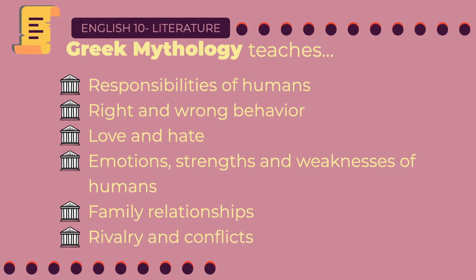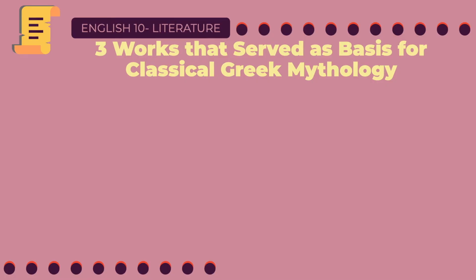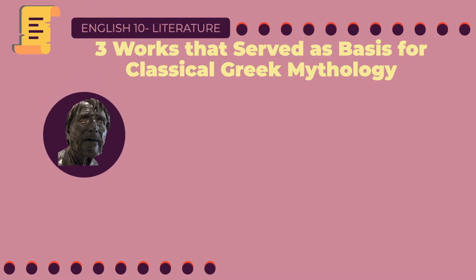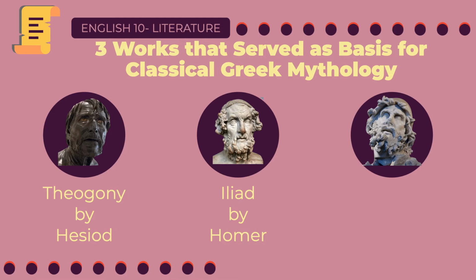However, there are also myths that do not serve to explain anything. These function as a form of pure entertainment and were told by ancient Greeks to each other to pass the time. There are three works that served as the basis for classical Greek mythology. These are the Theogony by Hesiod and the Iliad and the Odyssey, both of which were written by Homer. These three works contain most of the basic themes and characters found in Greek mythology.